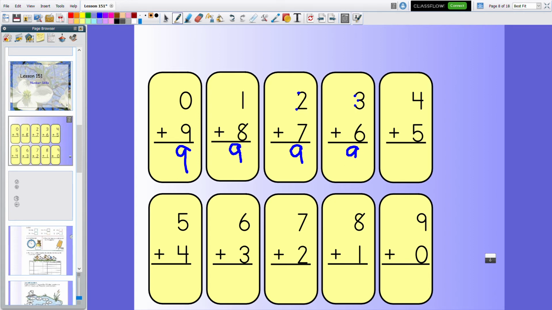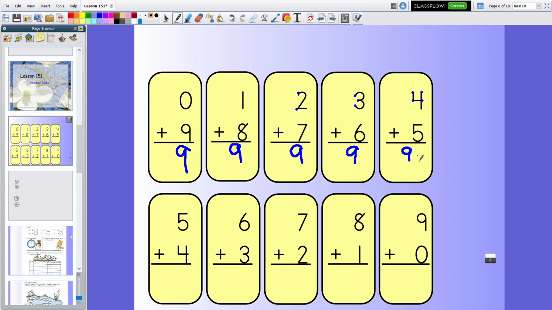I wonder how many 9s we're going to get. Well, let's see. There's 1, 2, 3, 4. And I did that on the 4 because the 5 is bigger. We're going to start from the 5. 5, 6, 7, 8, 9. Oh, we've got a whole row of 9s.